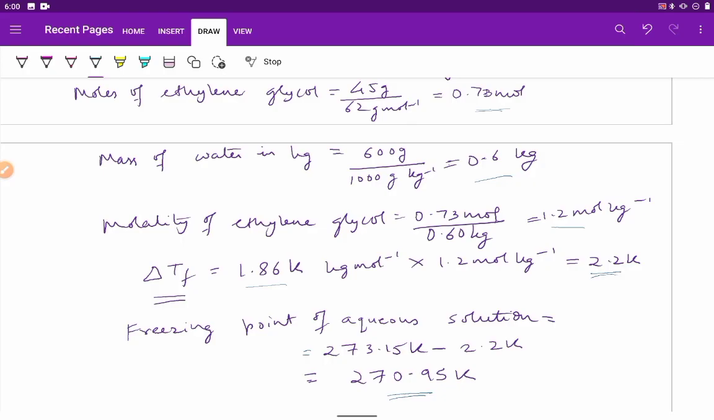I hope students you all could understand whatever I discussed today, and also I hope you all could understand the numerical.